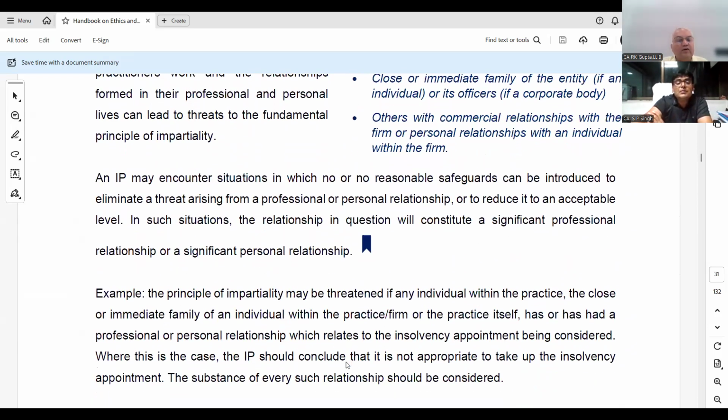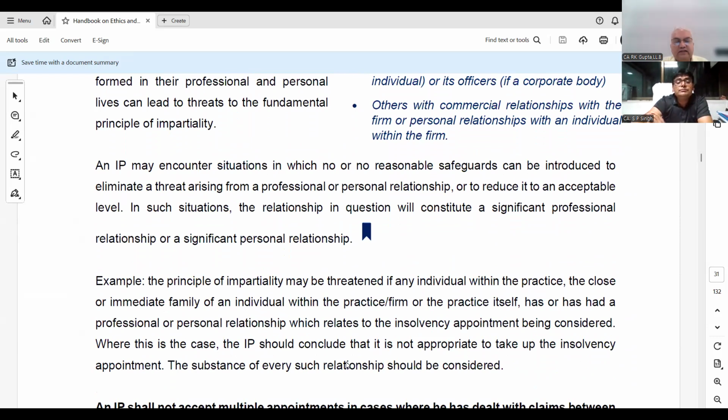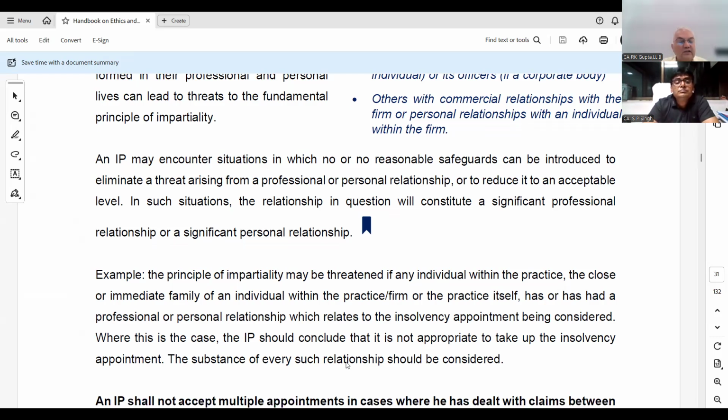They have given an example also. The principle of impartiality may be threatened if any individual within the practice, the close or immediate family of an individual within the practice of the firm, or the practice itself has or had a professional or personal relationship which relates to the insolvency appointment being considered. Where this is the case, the IP should conclude that it is not appropriate to take up the insolvency appointment. Okay? The substance of such relationship should be considered.